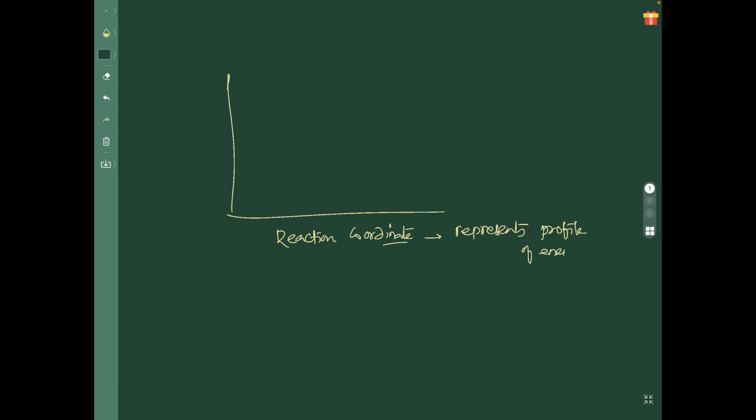Here what you need is one simple graph. See here I am taking the reaction coordinate. What is the meaning of reaction coordinate? Most of the times you will be saying reaction coordinate. Every time that will be mentioned. The reaction coordinate represents the profile of energy change. That's how the energy change takes place. Profile of energy change is given by the reaction coordinate. Now see the graph.